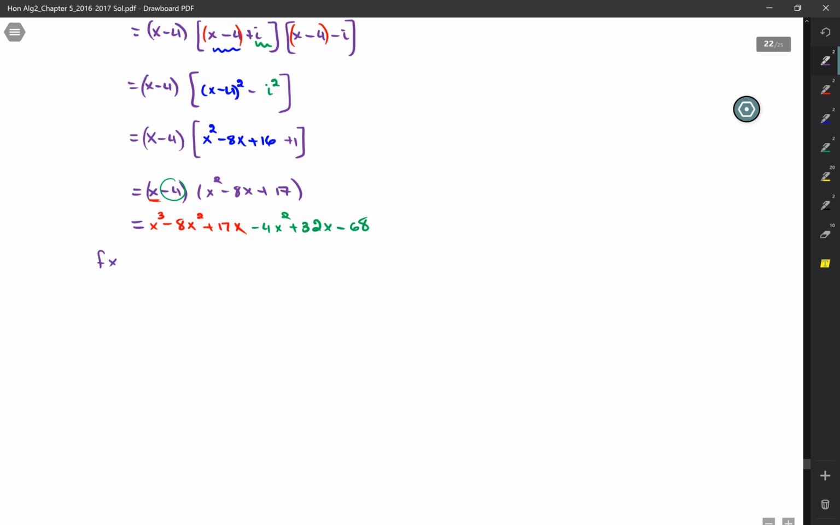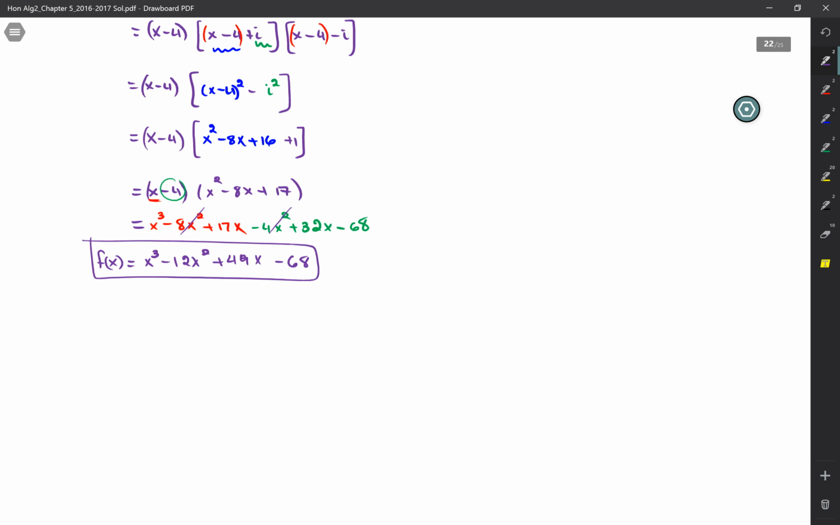So f of x is this. 17 plus 32. There we go. We just figured out a polynomial of least degree that has zeros 4, 4 plus i, and 4 minus i.